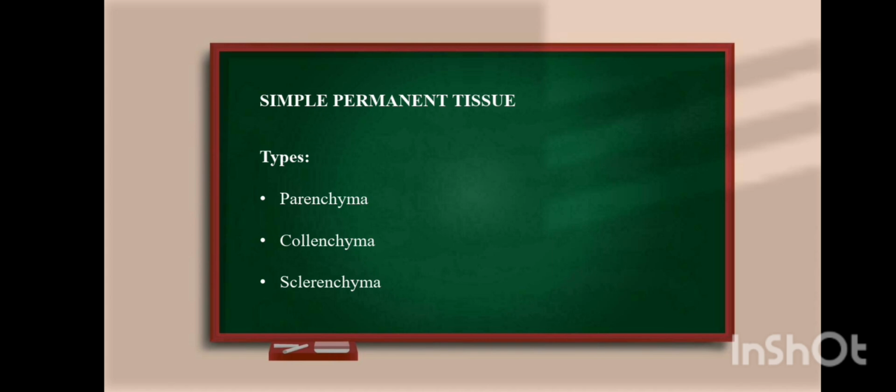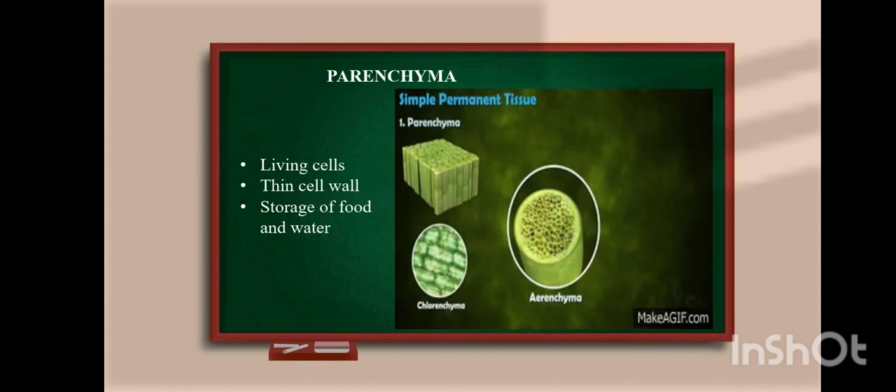And the simple permanent tissues, how many types? Three types: parenchyma, collenchyma and sclerenchyma. So let's move on. The first one is parenchyma.